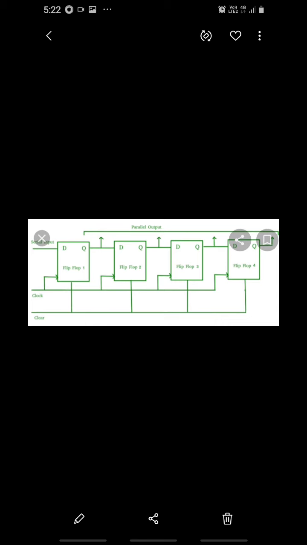Next, I am explaining about the working of 4-bit shift right register. The shift register that shifts the data by 1 bit to the right is known as the shift right register.